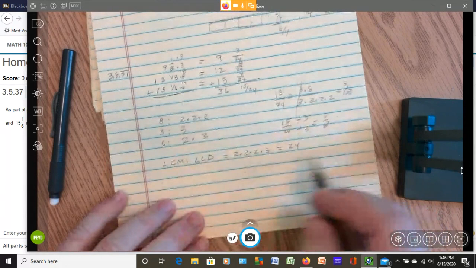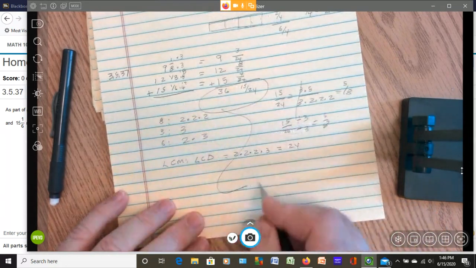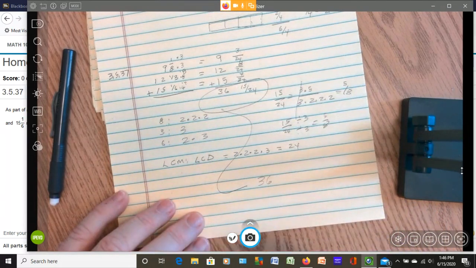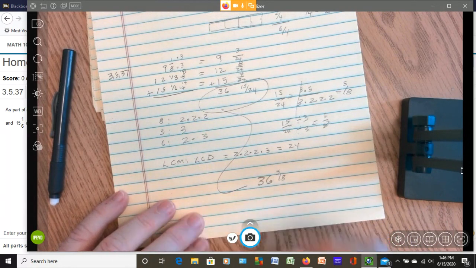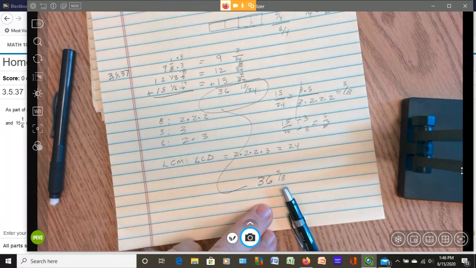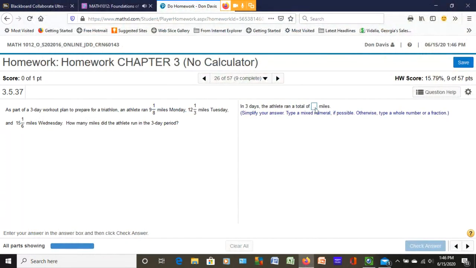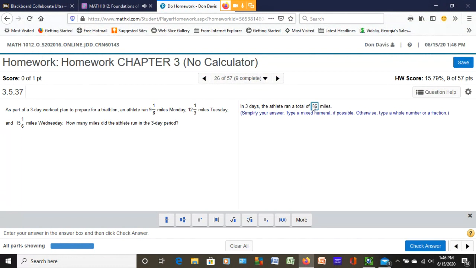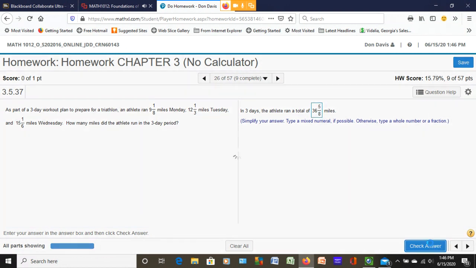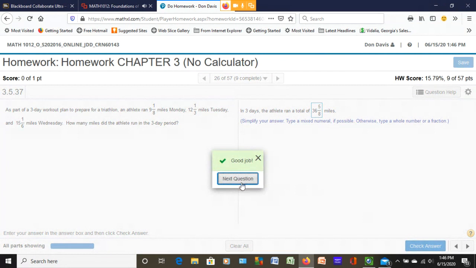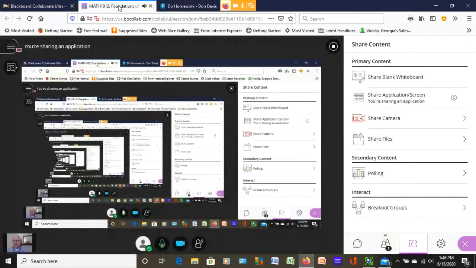So what's the bottom line here? The bottom line is 36 and 5/8. 36 and 5/8 is the bottom line answer. So let's make sure Math Excel likes that. 36 and 5/8. Hope we did it right. Yay, good job. Good job, Math Excel says.